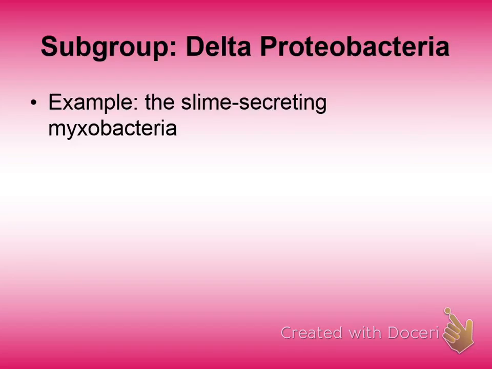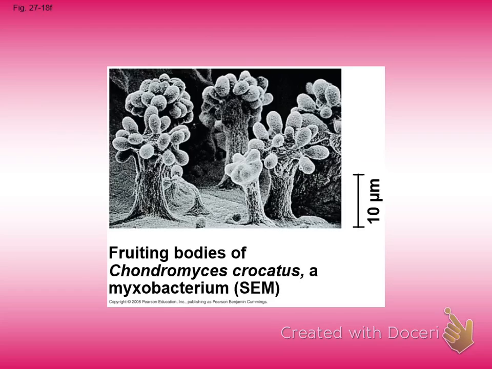Delta proteobacteria. These are slime-secreting myxobacteria. They're pretty cool. They have these little fun fruiting bodies that come off of them, and they produce this slimy mixture, very slippery.